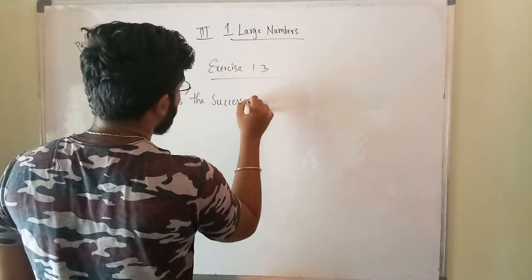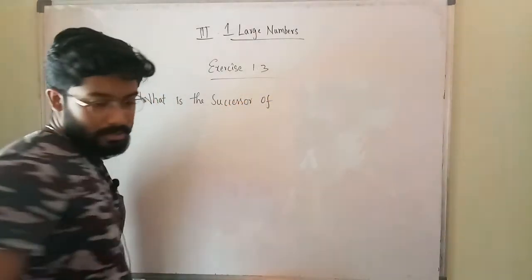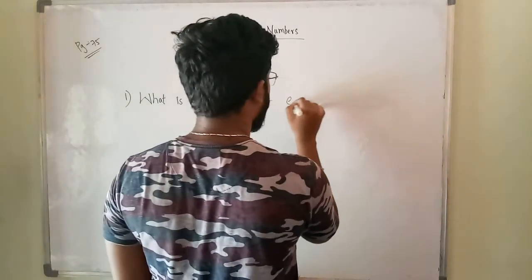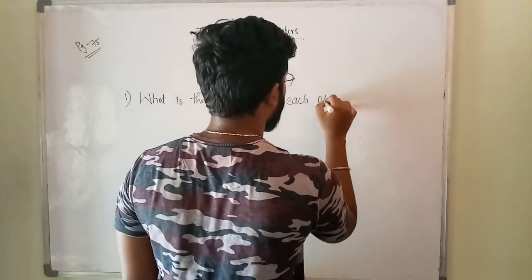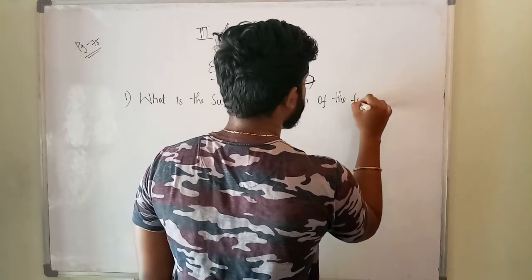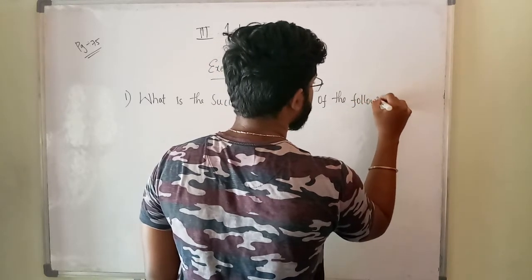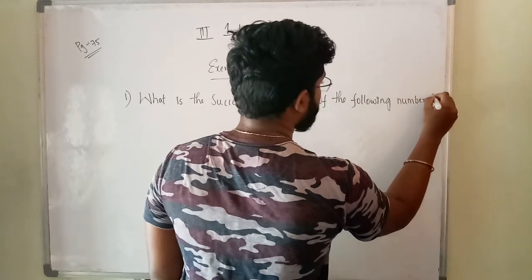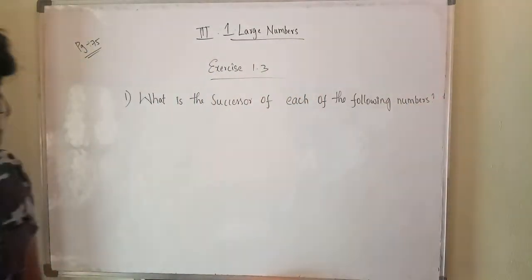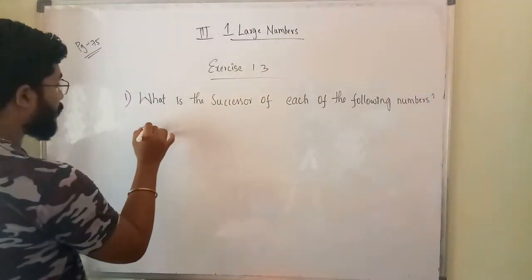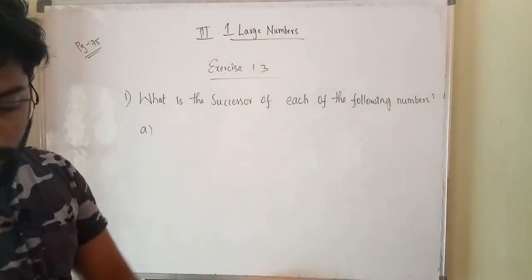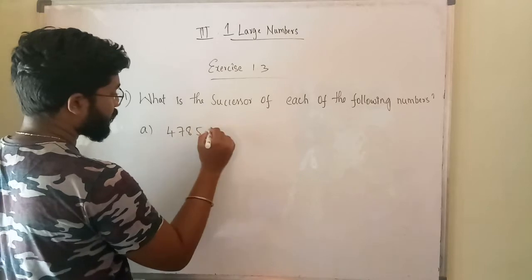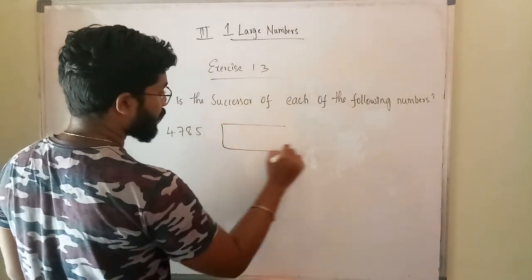What is the successor of each of the following numbers? He is asking. So first one is A. You have to write the successors for the following numbers. 4785. So this number he has given. In the beside box you have to write the successor.